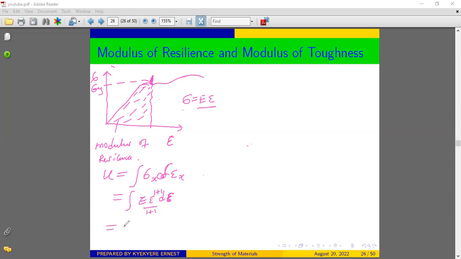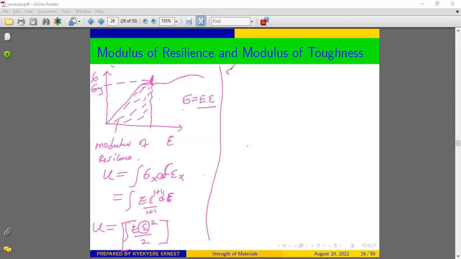So from here, we are going to get everything to be equal to E epsilon square over 2. The integration sign will not be there. We are done integrating. So from there, if we decide to express, we don't need this strain. We need to express the work done in terms of the stress. So if we want to express the work done in terms of the stress, then we can take this strain out and replace it with the stress.